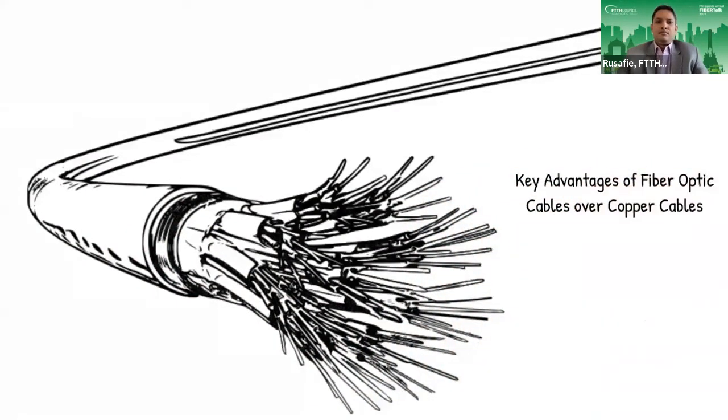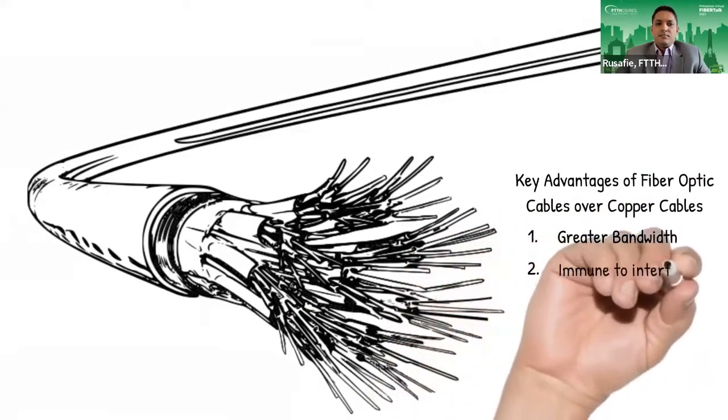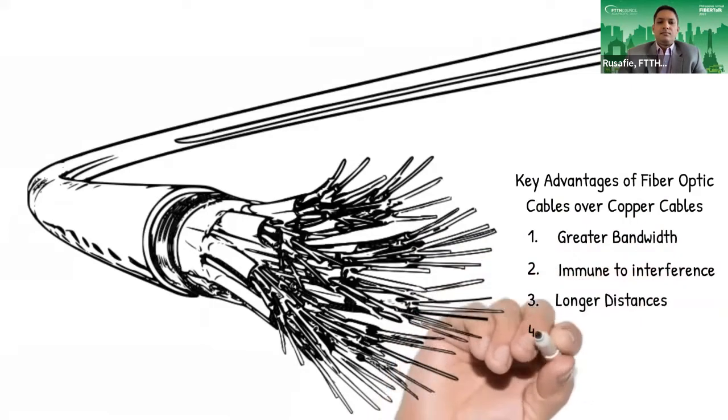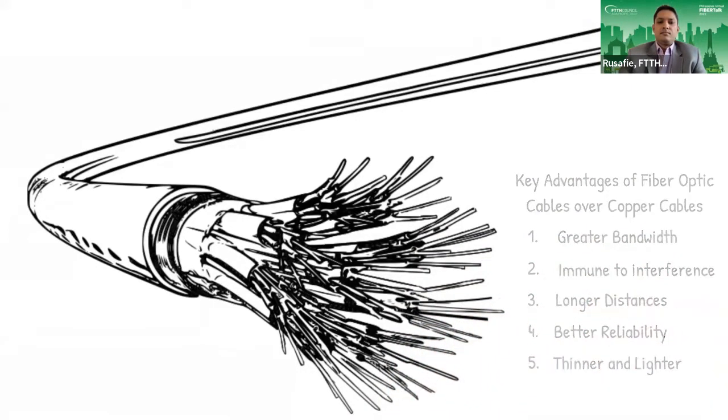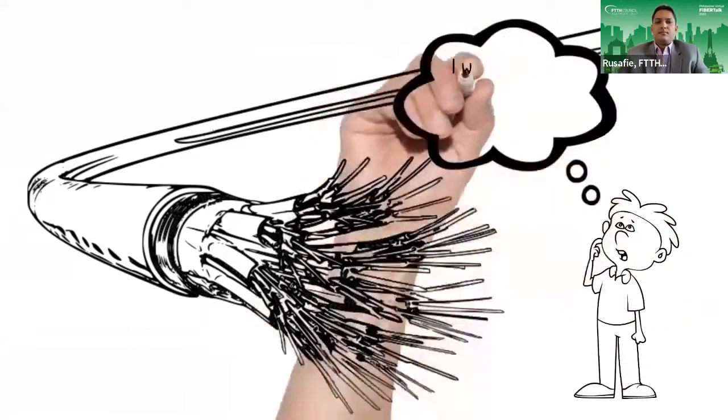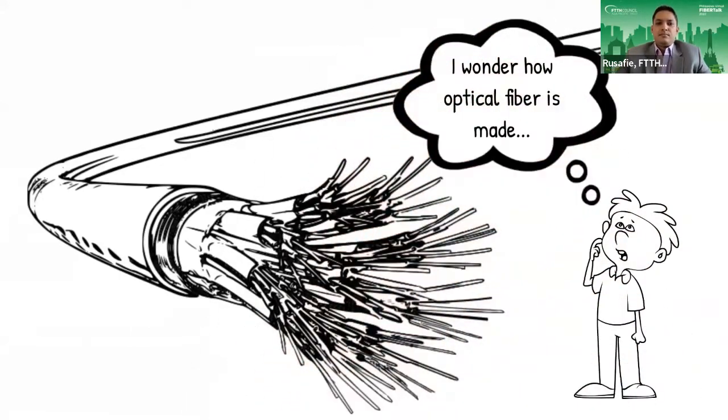This is due to its advantages over copper cables, such as its greater bandwidth, immunity to interference, ability to reach longer distances, overall better reliability, and it is also thinner and lighter. Let's learn more about the optical fiber and how it is made.